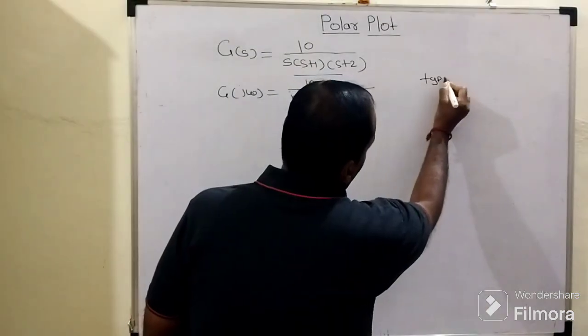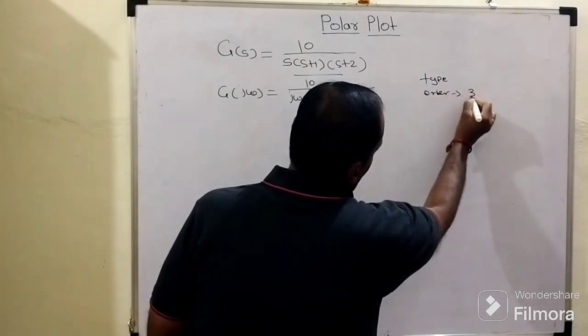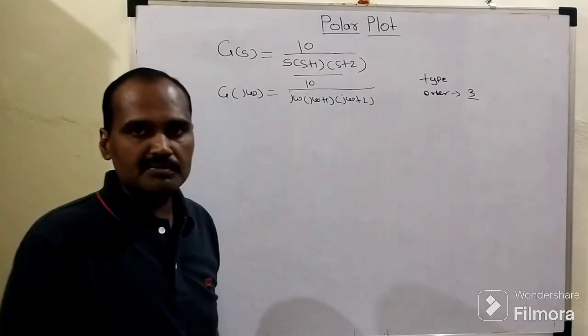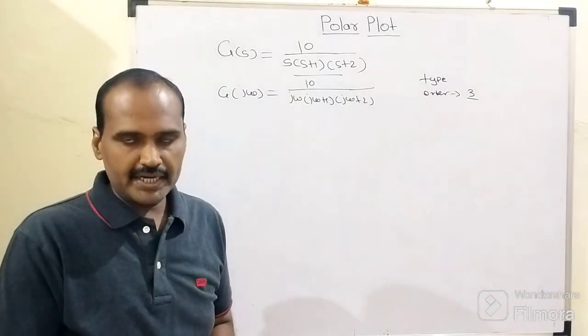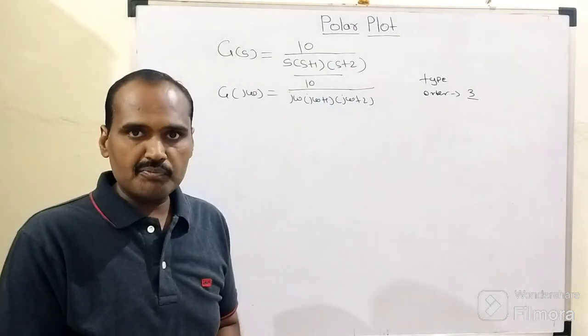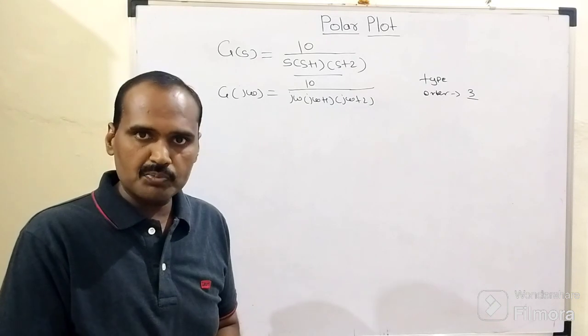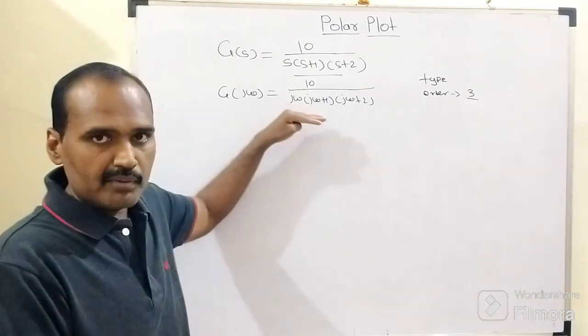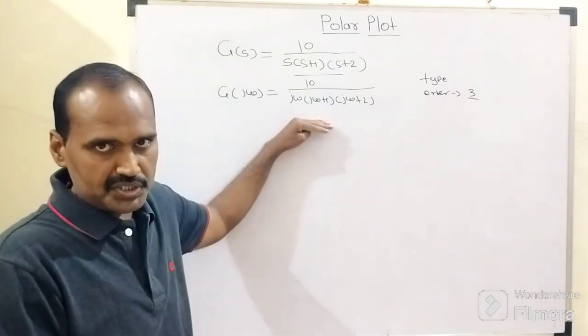Here we need to define what type of system and the order of that system. As I told you earlier, the order of that system is 3. Then after that we need to define the type of that system, right? So in order to decide the type of that system, quickly we need to look at that open loop transfer function. Here how many poles do we have which are present at the origin, right?